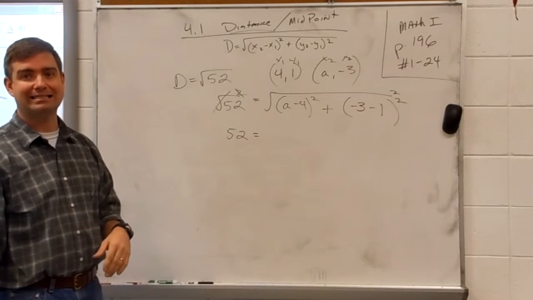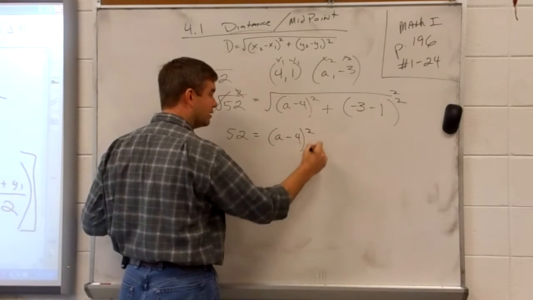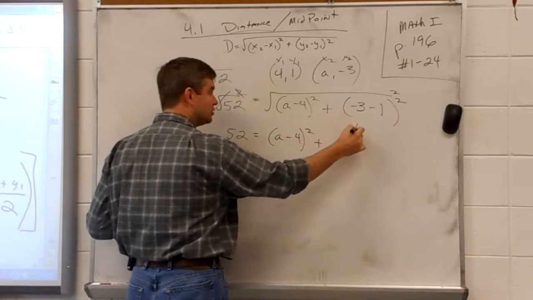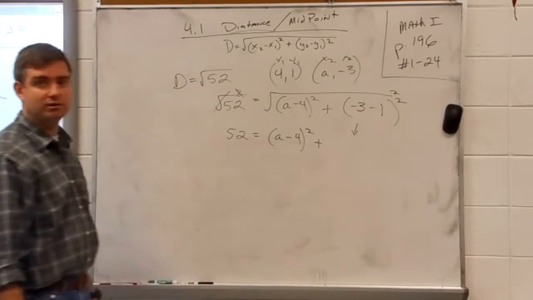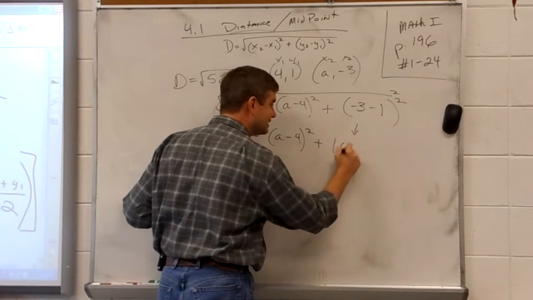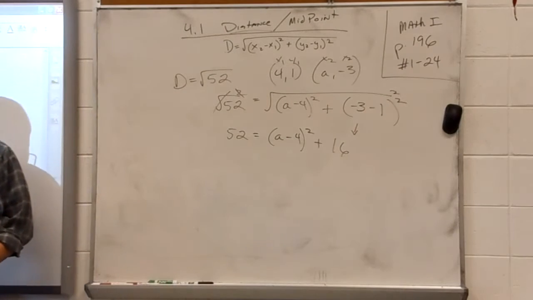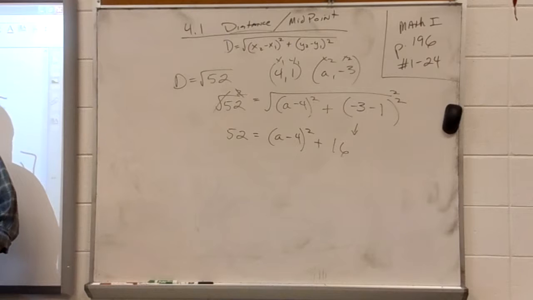What happens on the right-hand side? I get A minus 4 squared plus. Now, I could just write all this stuff down, -3 minus 1 squared, or I can do 2 steps at one time. I can go ahead and figure out what -3 minus 1 squared is going to be. What is -3 minus 1? -4. And what is -4 squared going to be? Positive 16. So I could write 16 right there, and I've done 2 steps at one time. Yay, we like that. Makes life easier.